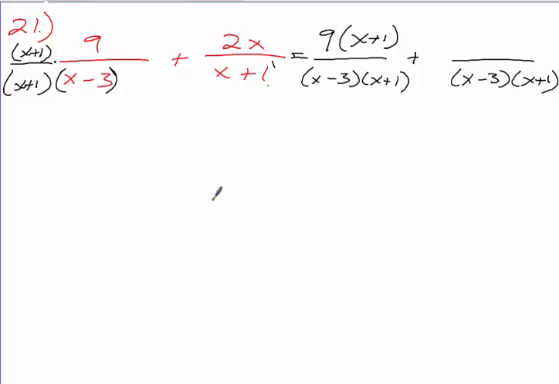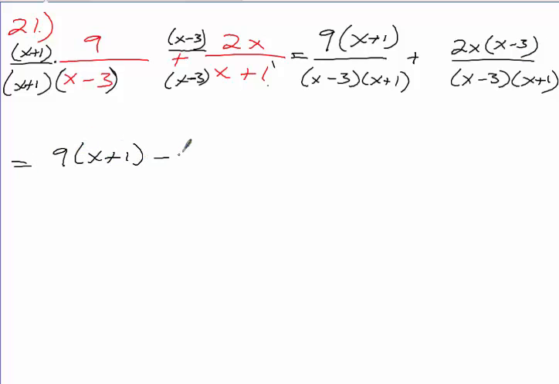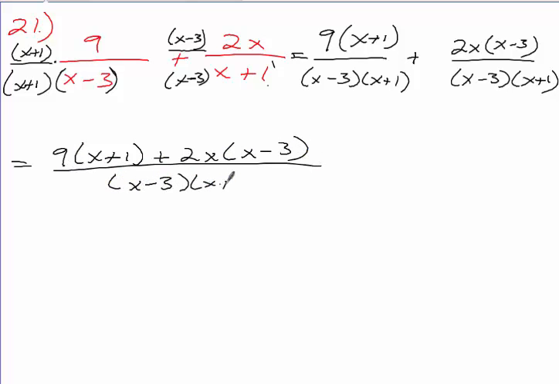Okay, so now we move on to the second fraction. What do I multiply with x plus 1 to get this denominator here? So if I multiply the bottom by x minus 3, what do I have to multiply the top by to maintain equality? X minus 3. So x minus 3 times x plus 1 gets me the denominator, which I already have written. And then on top, I'm going to have 2x times x minus 3. Everybody okay with that? Okay, so now you get 9 times x plus 1 plus 2x times x minus 3 all over the common denominator of x minus 3 times x plus 1.